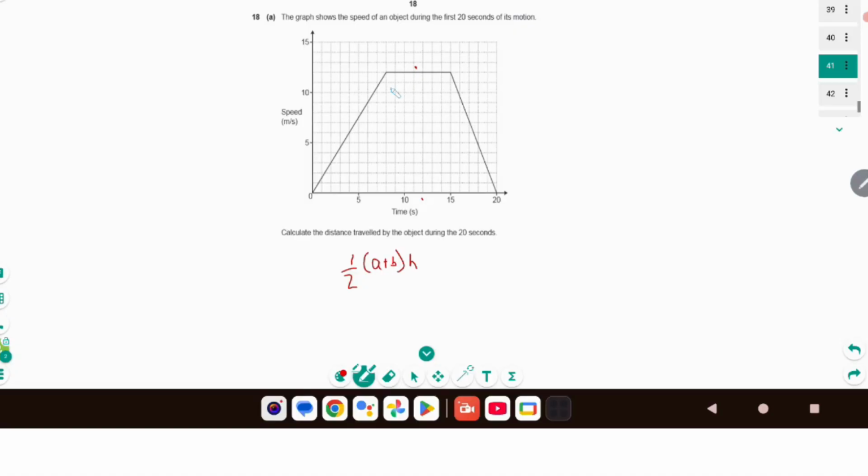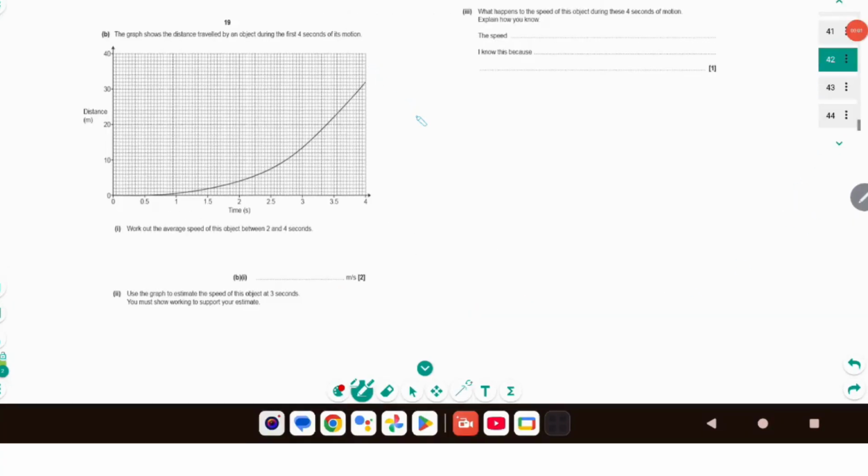So the top one is 1, 2, 3, 4, 5, 6, 7. So you've got 7 plus 20, and your height is 12. So 7 plus 20 times a half times 12 gives you 162 metres. The graph shows the distance travelled by an object during the first 4 seconds of its motion. Work out the average speed of this object between 2 and 4 seconds.